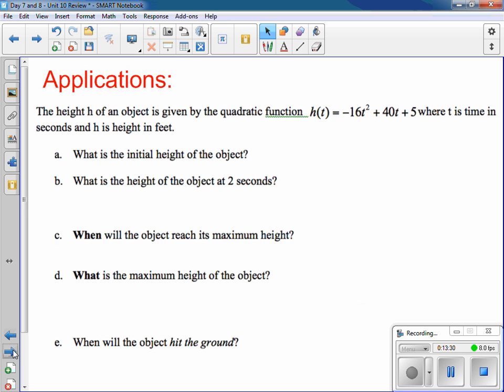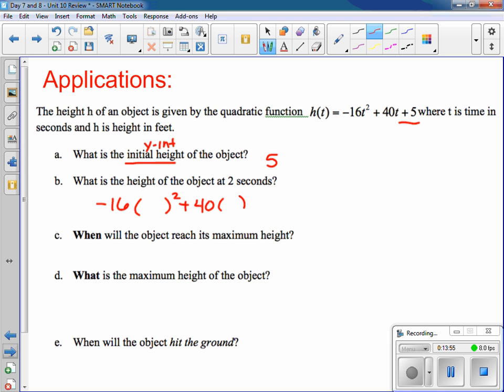Now the last one I'm just going to talk through, okay, because I don't have time to do all of it. So the application problem is going to have a lot of parts, and it's the same stuff we've already done. You just have to know when to do what. So when it asks you for the initial height, that's just asking you for the y-intercept. So that's just 5, because that's in general form over there. When it asks you for the height of the object at 2 seconds, you're just going to take your equation, but instead of writing t, we're going to plug in 2 for t because we know the time is 2, and we get our answer. Okay, you can calculate that.